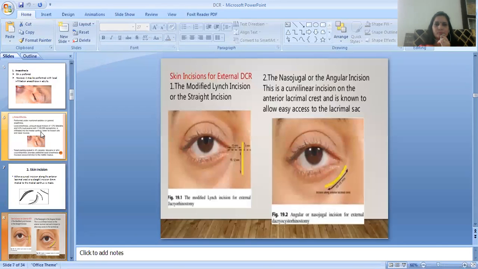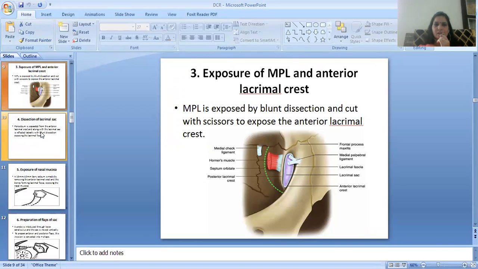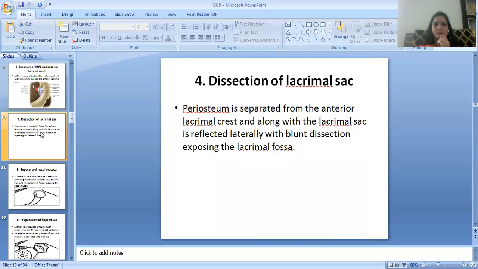You can see the image of the skin incisions for external DCR: the modified Lynch incision or the straight incision on the left side, and on the right side the nasojugal or the angular incision. This is a curvilinear incision on the anterior lacrimal crest and is known to allow easy access to the lacrimal sac. Third step is the exposure of MPL and the anterior lacrimal crest. The medial palpebral ligament is exposed by blunt dissection and cut with scissors to expose the anterior lacrimal crest.